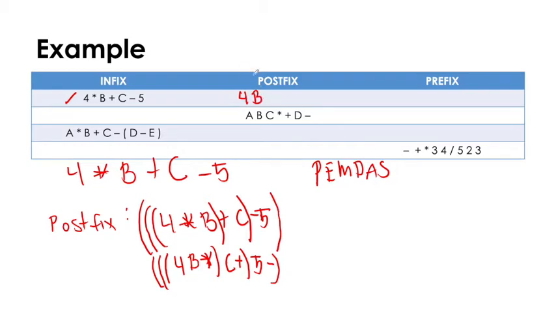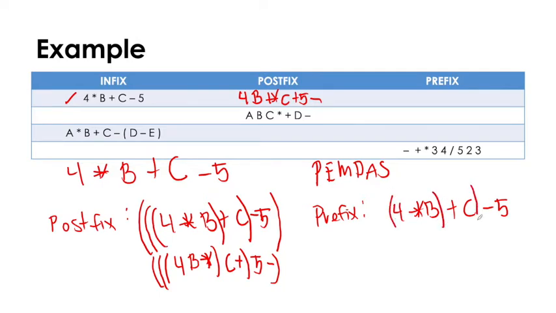So basically, our answer for the first one is 4b times c plus 5 minus. All right, so prefix, you can still use the same method. So let's do prefix. So again, we have 4 times b plus c minus 5. Let's enclose them all in parentheses again.